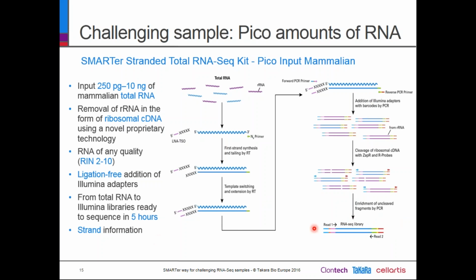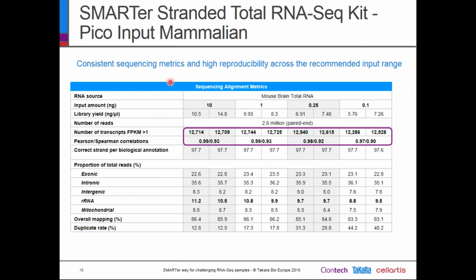So this method keeps all the advantages of the regular stranded technology. So the workflow is very fast. You go from total RNA to library ready to sequence in only 5 hours. You keep strand information. And the advantage of this kit is that you can use RNA of any quality with RIN as low as 2, and use very small amounts of RNA.